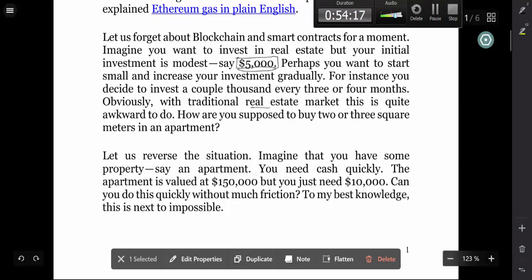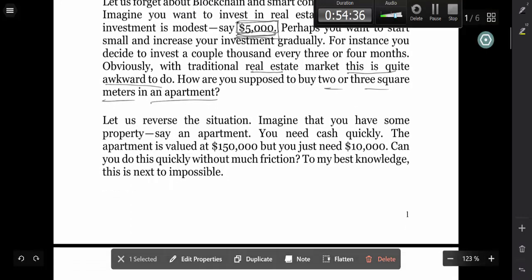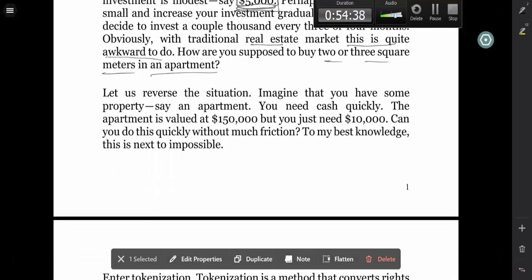And with traditional real estate, this was not really possible. How can you buy 2 or 3 square meters in an apartment? Okay, $5,000. You can't even buy 1 square foot in Hong Kong. Okay, you can't even buy space to stand on. Okay, that's how sad it is. That's how expensive it is.